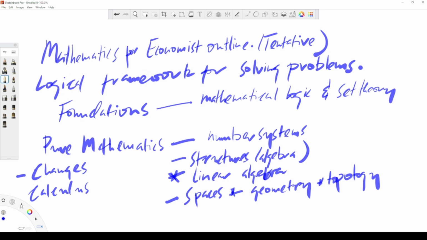As I go through each of the topics, at the end of the whole playlist, I will make a final outline. So this is what I plan to do for now.